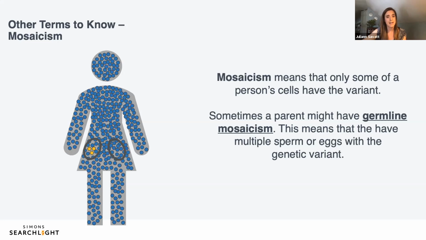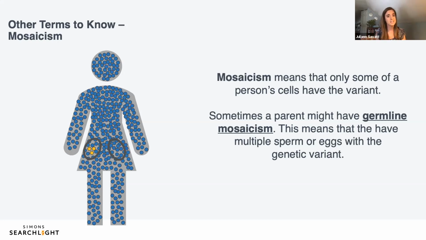But sometimes this is identified when parents have more than one child with the same genetic condition, but they themselves don't have the variant found in their blood or saliva samples. So we might think that the genetic change is new or unique to the child, but we come to learn that a parent has the genetic change in multiple of their sperm or eggs after they have multiple children with the same genetic variant.